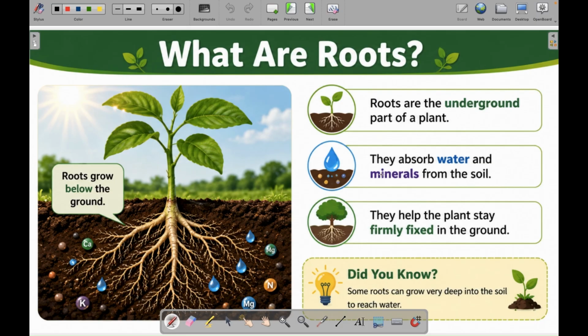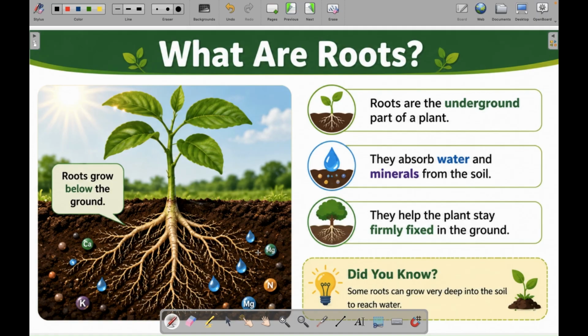What are the functions of roots? They absorb water and minerals from the soil. But why do they need to absorb water and minerals from the soil? We can understand this from an example. Say, for example, calcium. Calcium is a mineral. If we don't have enough calcium in our body, then our bones will not be strong. Similarly, if plants don't take calcium from the soil, they will not be able to sustain their growth, or they will not have that strength.